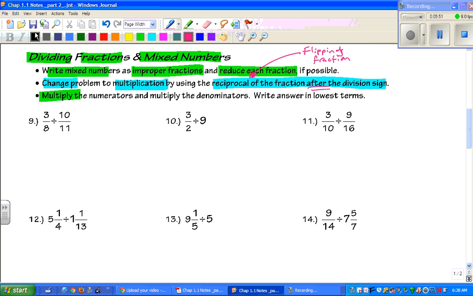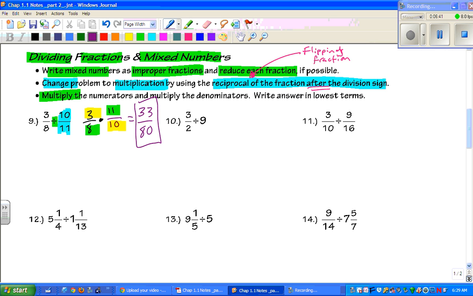So here's our first fraction. The first fraction stays the same. We're going to change that to multiplication, but then we have to flip the second fraction. Now, the rest is the same. We look at the 3 and the 10. Can those reduce? The 11 and the 8. Can those reduce? The answer is no. And then we just multiply across. That's in lowest terms, so we can't do anything about that.